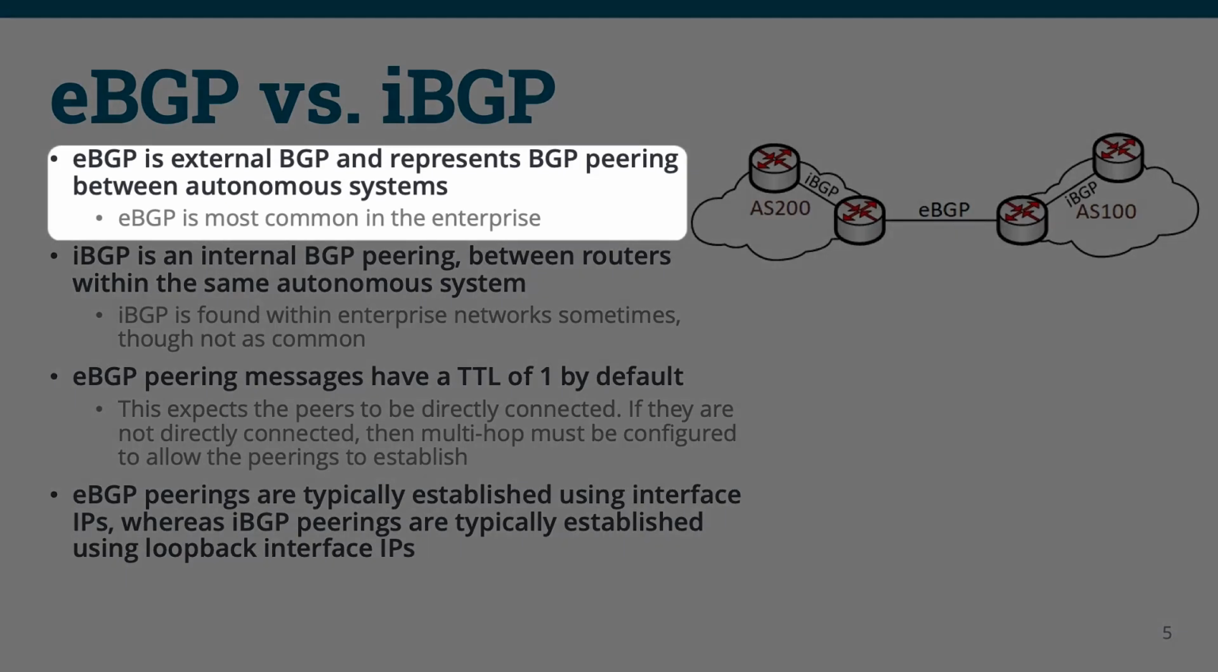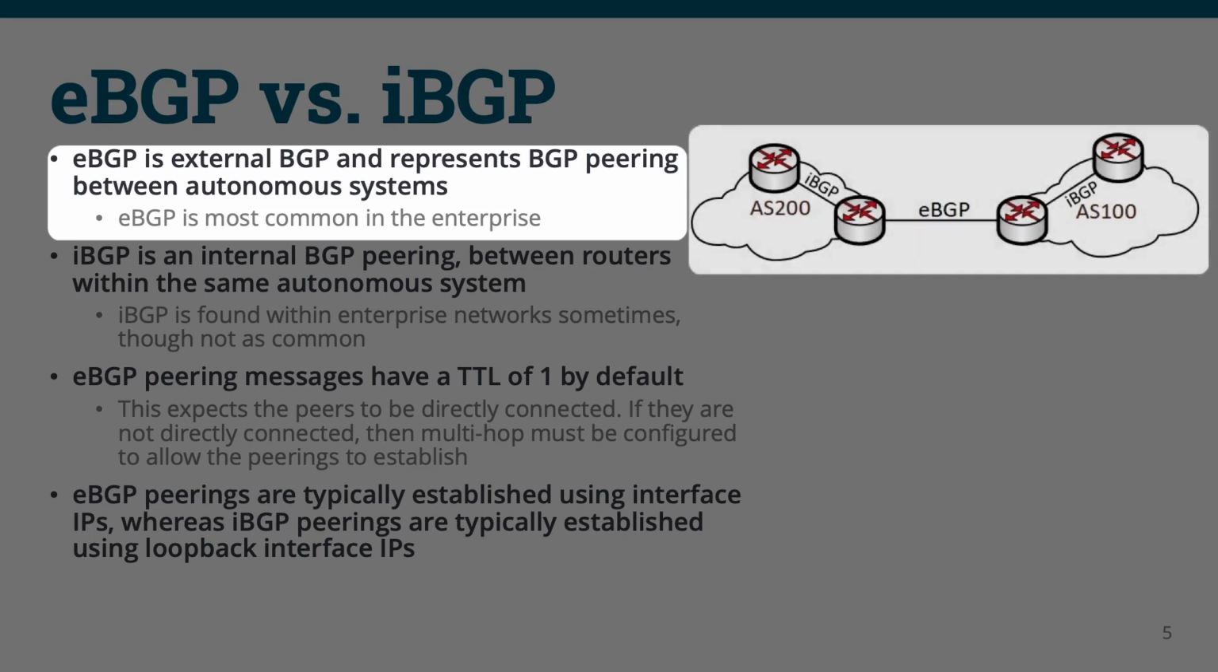An external BGP peering occurs when two peers are in different autonomous systems. As we see in our diagram to the right, the link in the middle represents an eBGP peering, as it's between the routers in AS100 and AS200. This is the most common form of BGP peering in enterprise environments, and typically occurs with a network service provider.